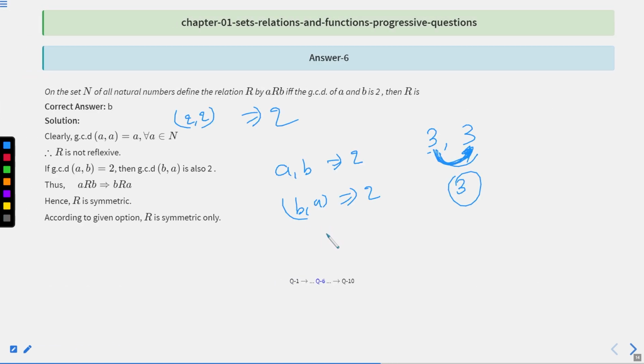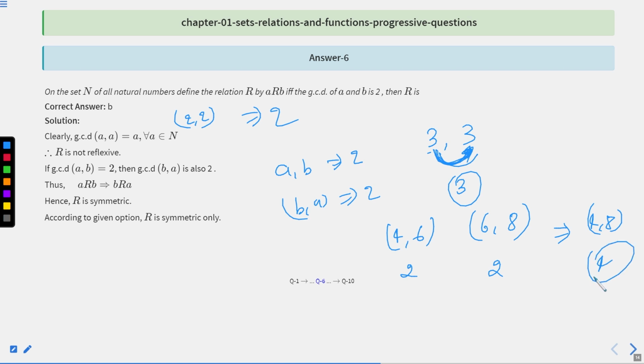Now let's check for transitive. Suppose the greatest common divisor of 4 and 6 is 2, and of 6 and 8 is again 2. So will the greatest common divisor of 4 and 8 be 2? No, the greatest common divisor of 4 and 8 is 4, right?